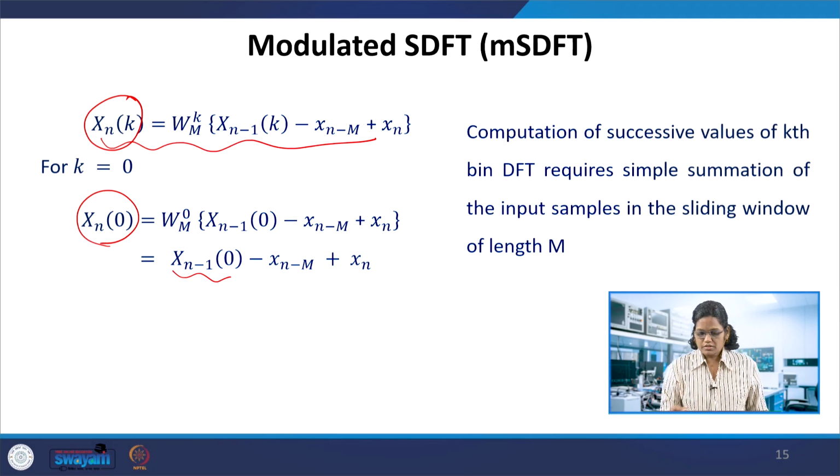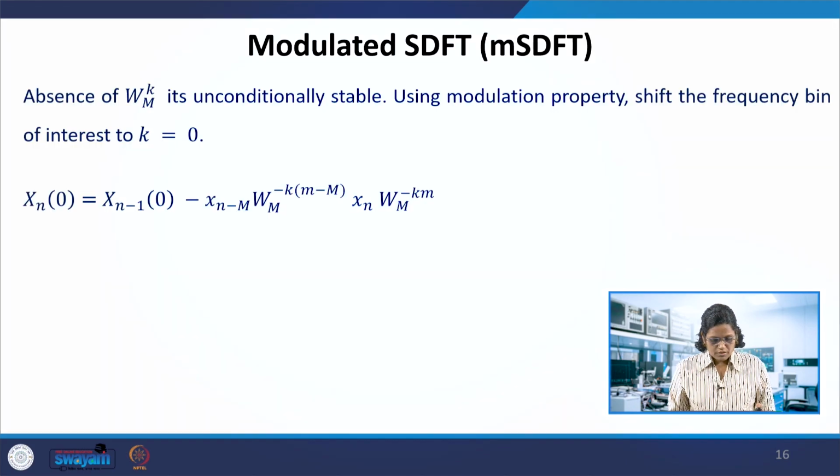So the computation of these successive samples only needs the current sample, what was the previous sample window, and up to n what the samples should be. So it is just an addition of these samples, just a summation of input samples for the DC bin, considering the M length of the window. If we take W_M^k absent, it makes this stable. So that won't be moving; just adding the number of samples which are coming in would give the kth bin 0, that is the 0th bin output.